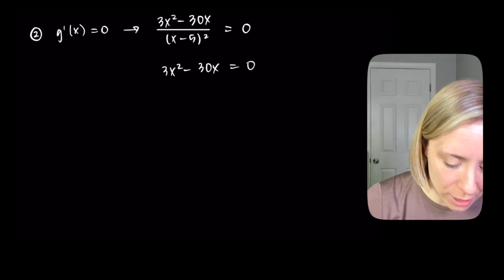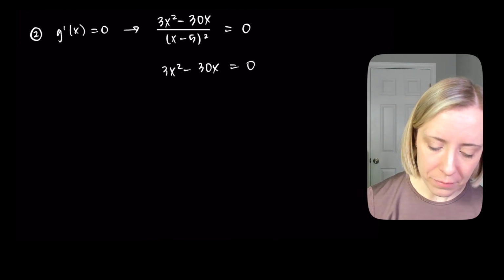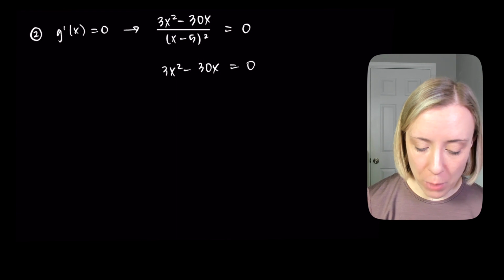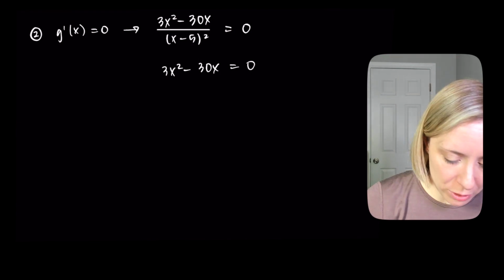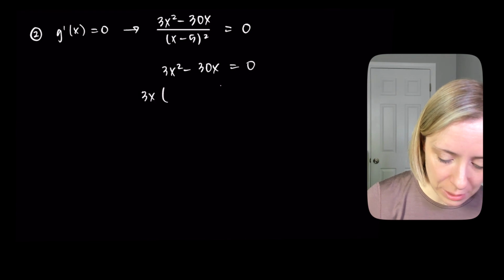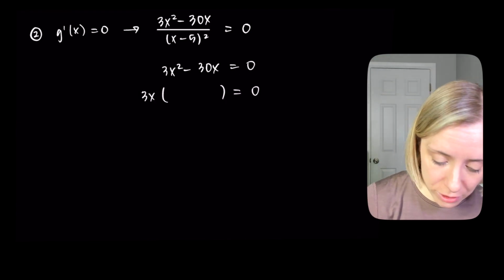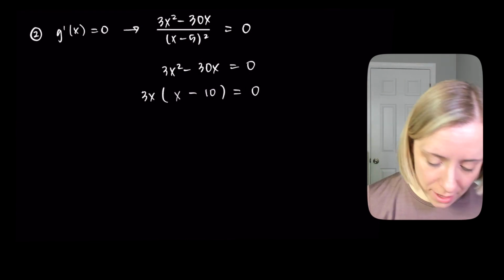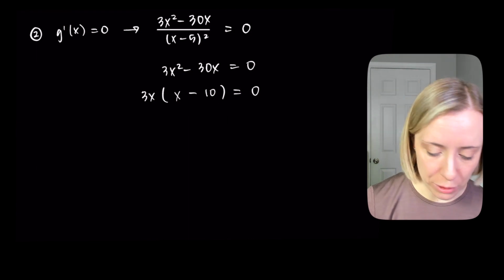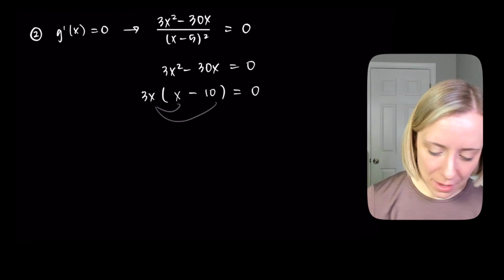I would factor out our common terms instead of trying to divide by anything. Both of these have an x in them, and they both seem divisible by 3. So I'm going to factor out a 3x and see what I'm left over with. 3x out of 3x squared is just x, and then 3x out of 30x is 10. You can always check that if you multiply it back in. I'm getting 3x squared minus 30x, that's good.